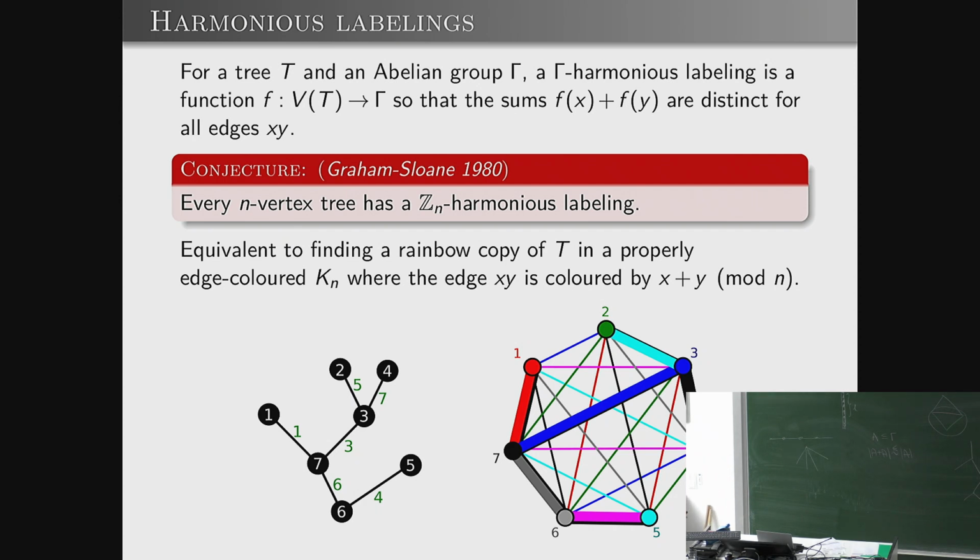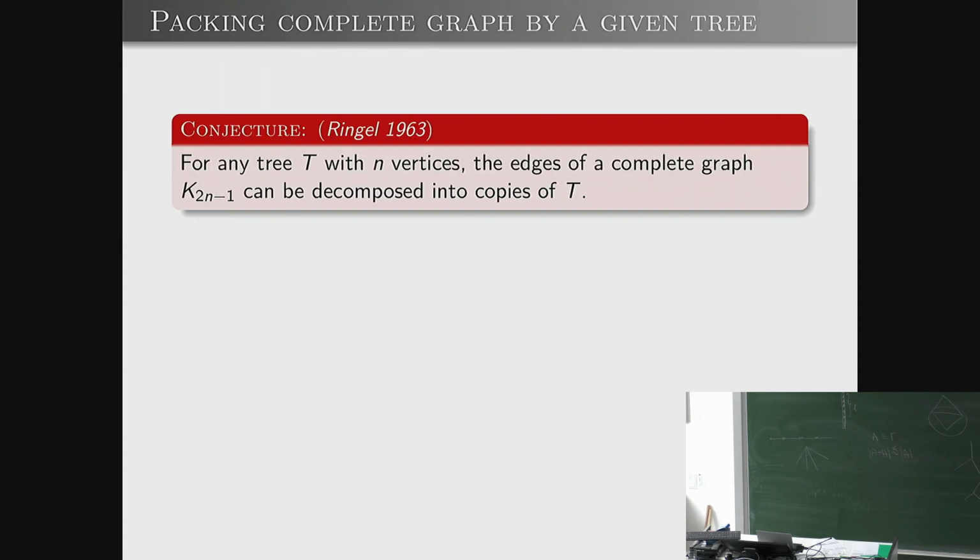An even more surprising motivation is the following question from another area, called graph packing. What is this conjecture? It's a conjecture from the 60s by Ringel, which says that if you have a complete graph on 2n minus 1 vertices, and you give me an arbitrary tree T, your favorite tree, one of these exponentially many trees with n vertices, then you can tile your complete graph by copies of this tree. Which means I can place the copies such that they are edge disjoint and they cover all the edges. Okay? So first of all, let's do a sanity check.